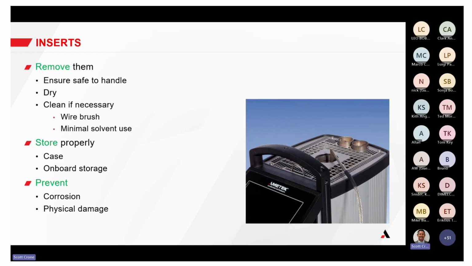And always remove your inserts. Ensure that they're safe to handle. Take them out of the block. Make sure they're dry. Clean them with a wire brush. You can use a minimal solvent, but make sure it's not a flammable solvent, or make sure that it completely evaporates. Store them properly in the case, or use onboard block storage like we have in the picture there. You want to prevent corrosion or physical damage. So if you drop an insert, be very, very careful with it, putting it back in the block, because if it's deformed at all, it's not going to fit and it could get stuck.